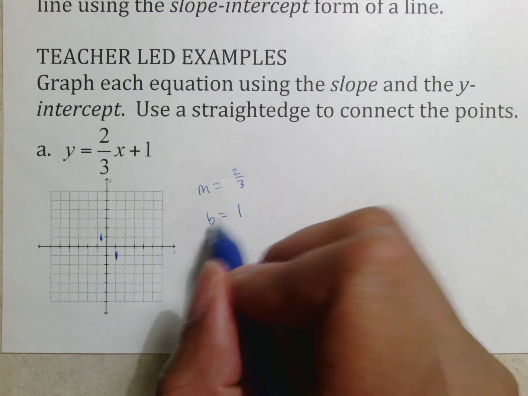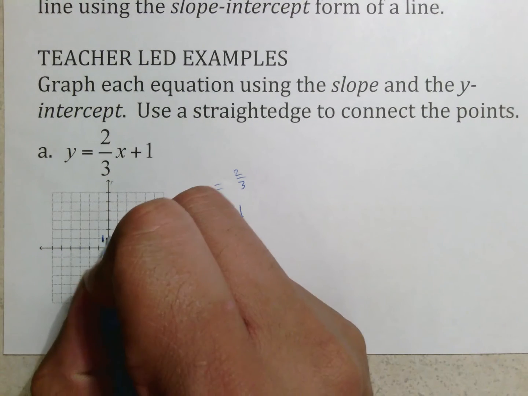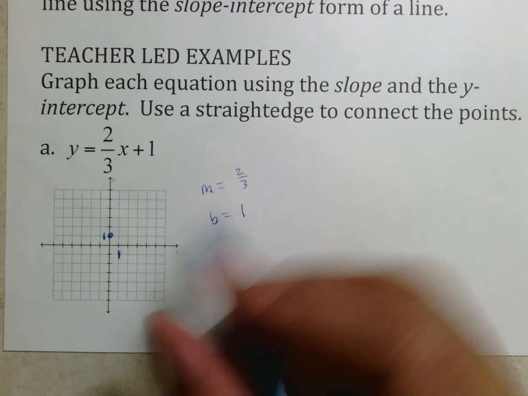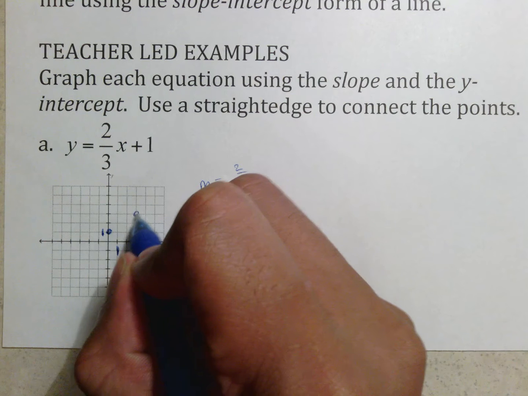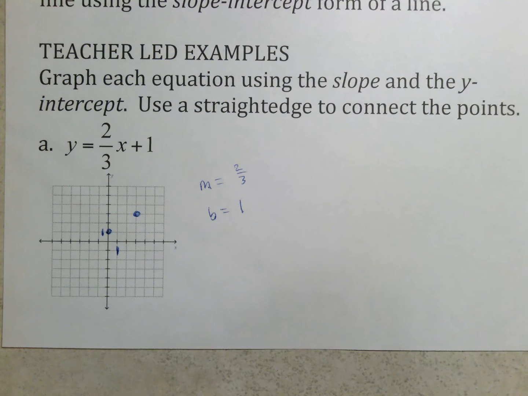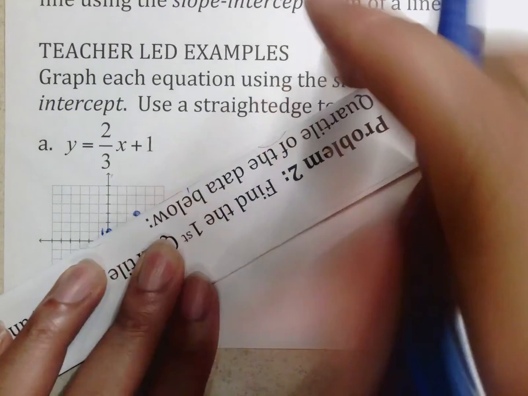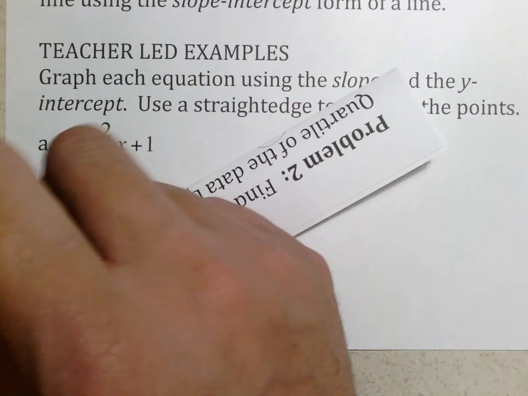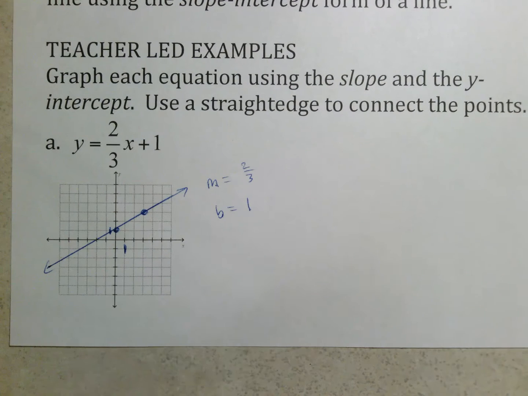How can you remember that B goes first? Because if you alphabetize it, B goes before M. So B is 1, we put a dot right there. M is 2/3, so from there we go up 2 over 3. How many points do I really need to see this line? In all actuality, just 2. So once I get that second dot, I don't need to do any more work. I simply draw a line all the way through that dot, going all the way across the region.